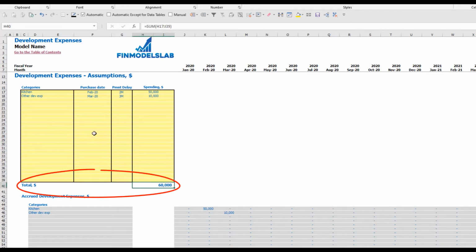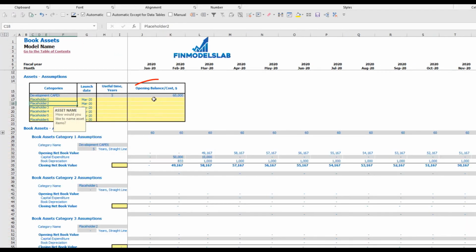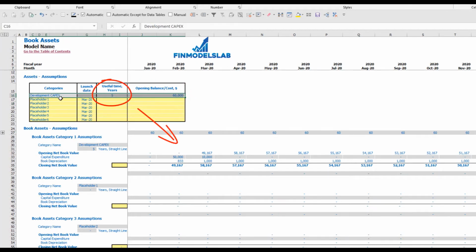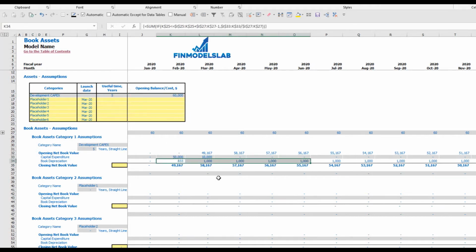The total amount of development expenses is connected to the assets tab. You may see it here. By default, the useful life for development Capex is 5 years, so you may see the calculation of depreciation and closing net book value.